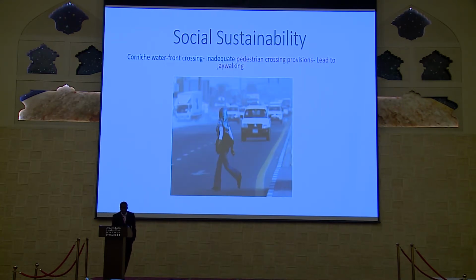And if that doesn't happen, then you would have people jaywalking. And what would happen is you will put more people at risk. Because if you created the Corniche for people to walk and then you're not providing accessibility for those people, then you're actually putting them in hazard. So these are some of the other challenges that we face.